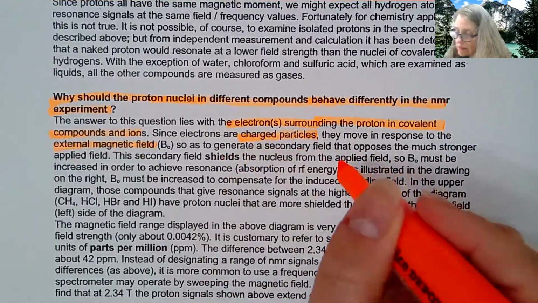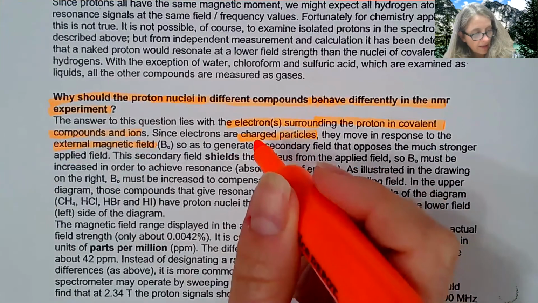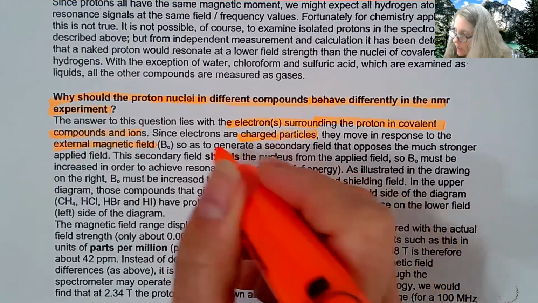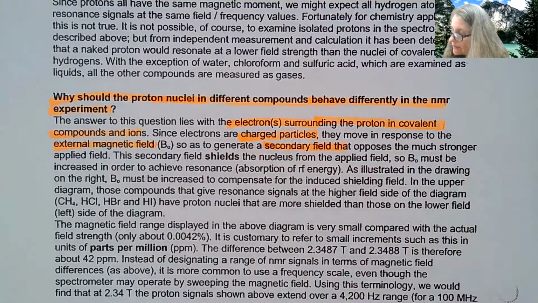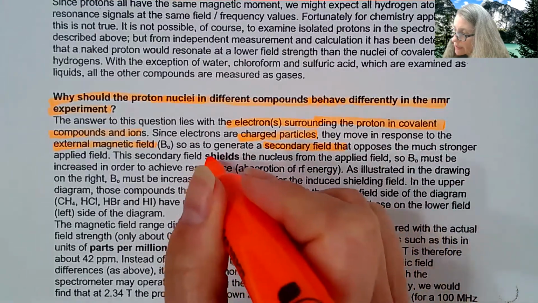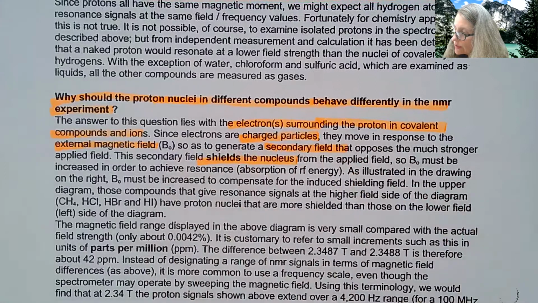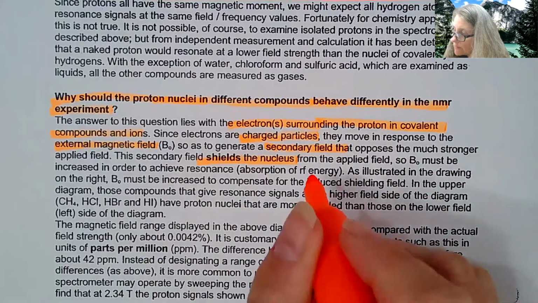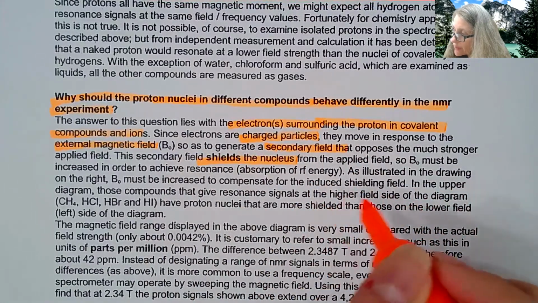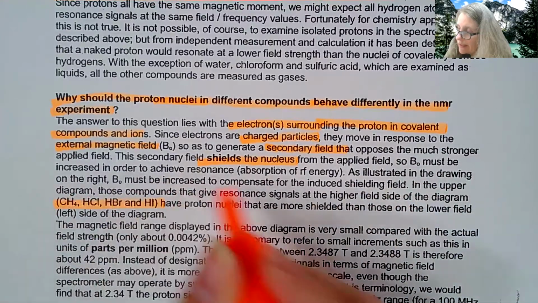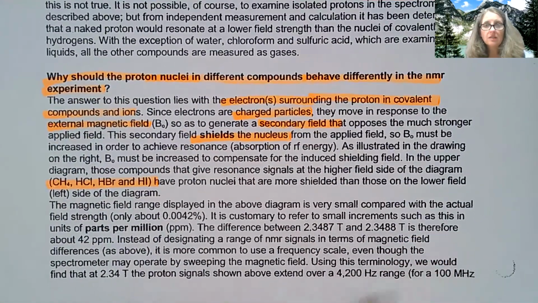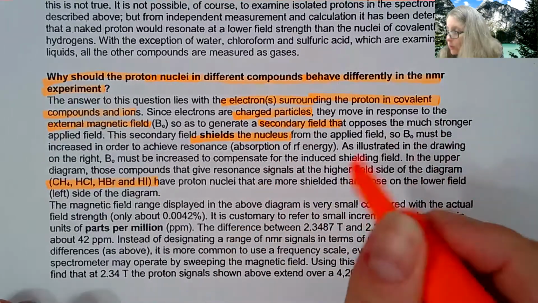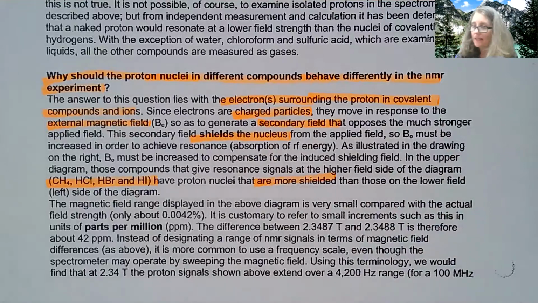So what you have generates a field that opposes much stronger. The secondary field shields the nucleus from the applied field, so it must increase in strength. So there is a difference if a hydrogen is attached to something that has what we call more shielding, due to the fact that the electrons are behaving differently in that covalent bond.